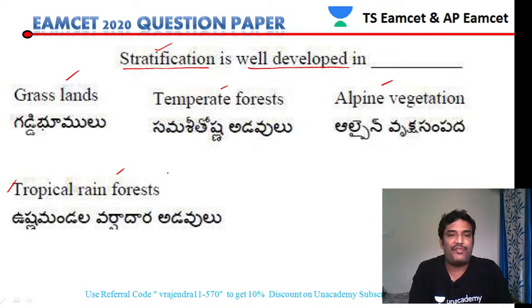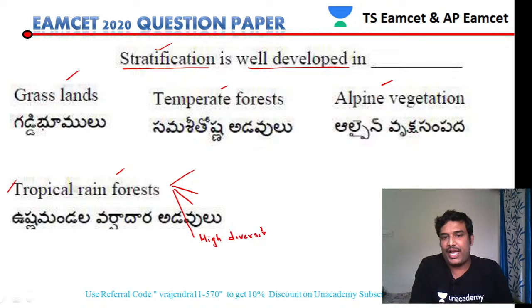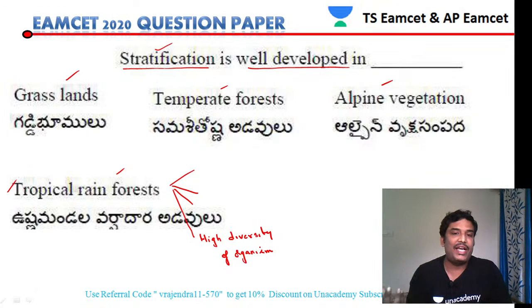So what does stratification mean? It is the arrangement of layers. So what is arranged in layers? In the tropical rainforest, the first point you have to remember is that it has high diversity of organisms, meaning high diversity of plants and also high diversity of animals. That is the reason the chance for stratification occurs.